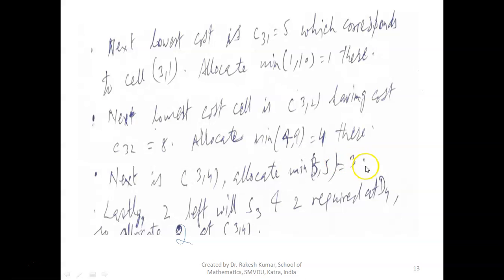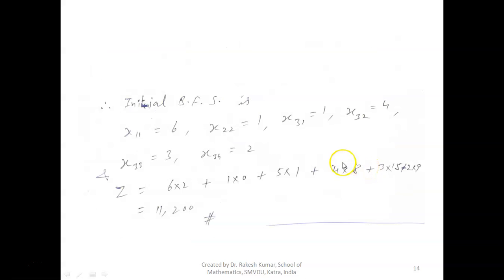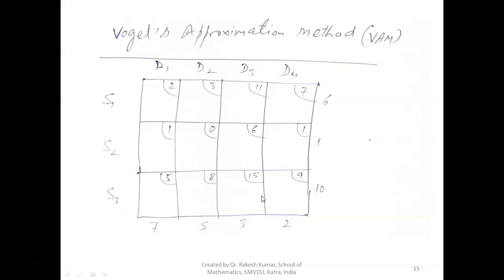So this way, this lowest cost method works. Finally, the solution, as I discussed, is like this. These are the values, and the total cost of transportation initially is 11,200. Now we can go to the third one, Vogel's approximation method. We call it VAM.